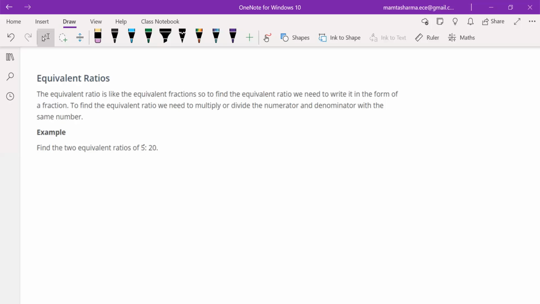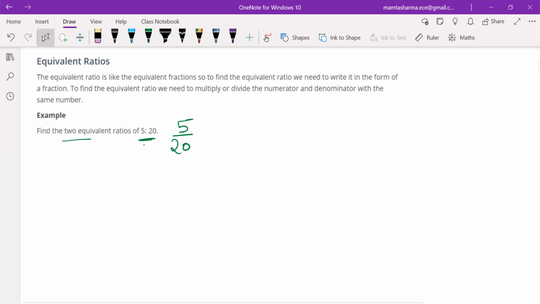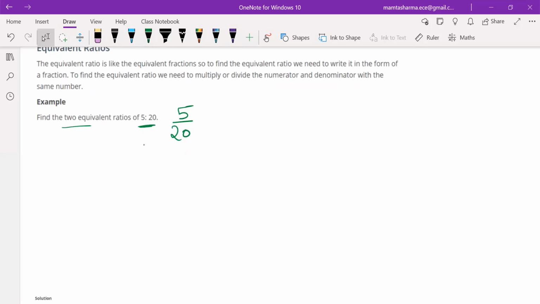For getting an equivalent ratio, we need to multiply or divide the numerator and denominator with the same number. If I say find the equivalent ratio of 5 by 20, what would that be? Type your answer. Do it fast. Go ahead.